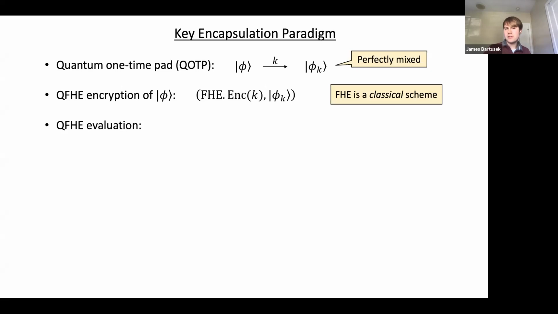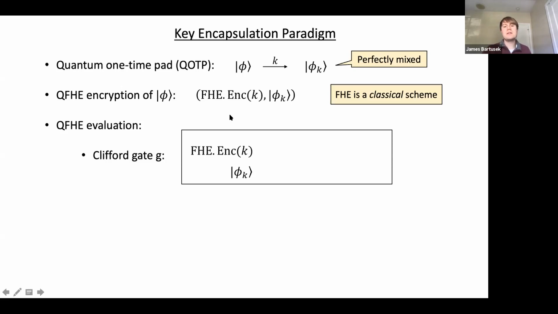So now, how do you do evaluation? I'm going to be extremely high level and not get into any quantum details, but basically, for a certain set of quantum gates, which are called Clifford gates, they allow the following very nice evaluation procedure. Take your ciphertext, which consists of two parts. You can directly apply the gate to the quantum part, and you arrive at the updated state phi prime, but potentially encrypted under a different key K prime. Now, completely in parallel, you can run the FHE evaluation of some circuit that depends on the gate and update the key from K to K prime. And so this final ciphertext will be a valid encryption of phi prime.